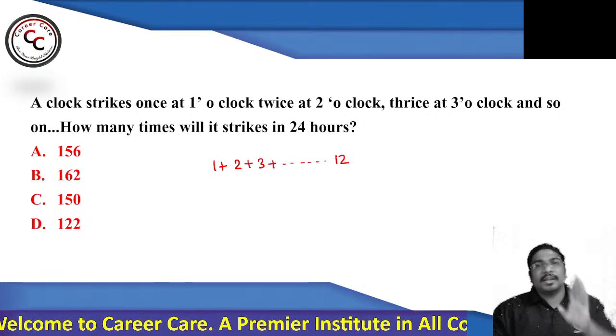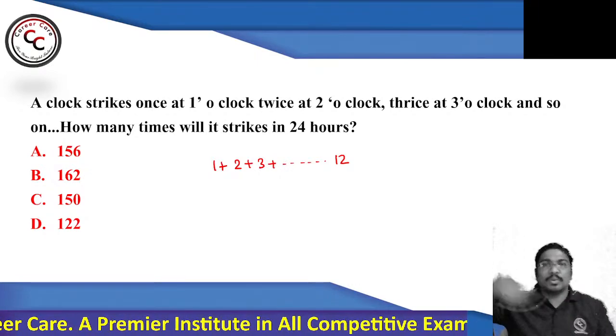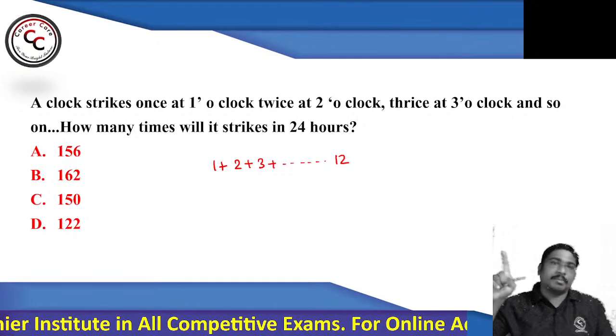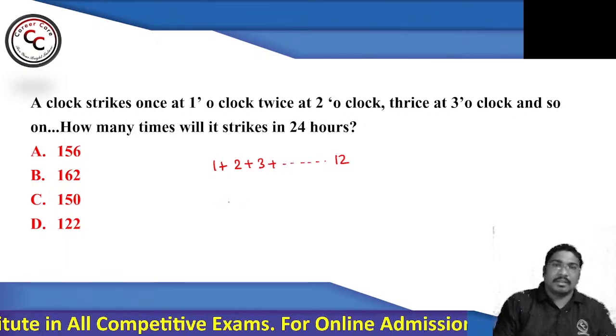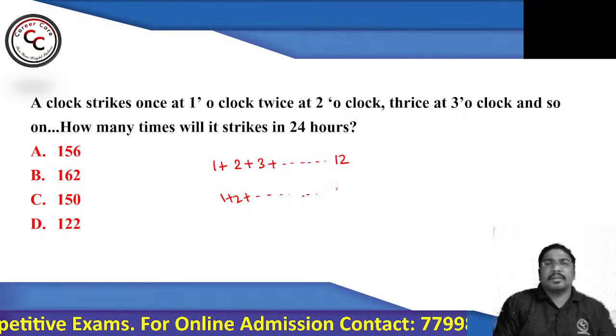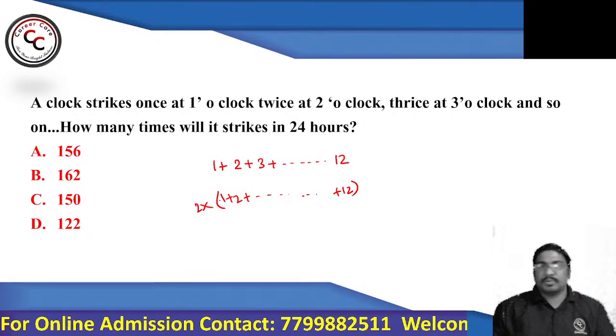So from 1 to 12 it is 12 hours. But according to the question, you can see 24 hours. Again, the clock will come to 1 again. After 12, it will be coming to 1 again, 1 p.m. you can say. So 1 p.m. also again once, twice, etc. Again 12. Or you can just multiply by 2 the total from 1 to 12.